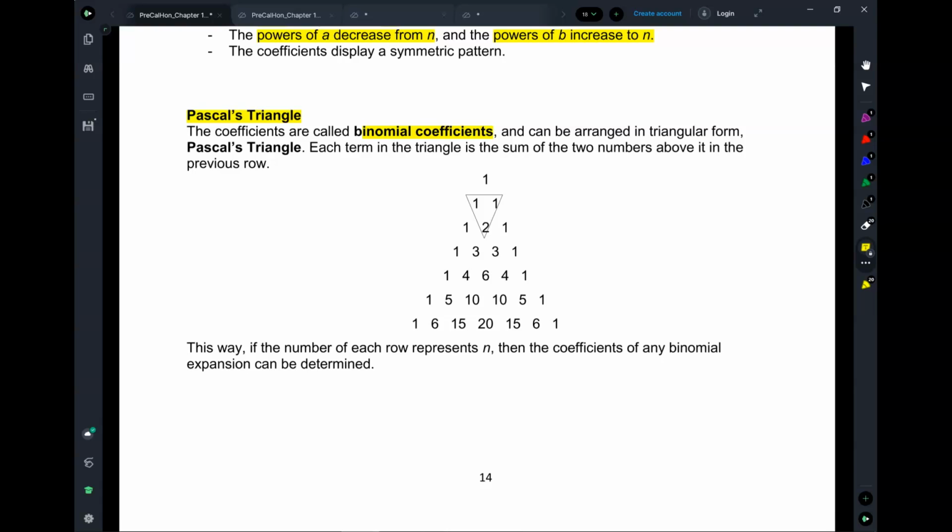So for example, the first one is 1. Then you have 1, 1. Okay, that's a given. Now, you always start with a 1. And then for the next one, you're going to take the sum of the two numbers right above it. So 2, 1. Okay, then I put a 1. The next one is going to be the sum of the two numbers above it. 2 plus 1 is 3. The next one, 2 plus 1 is 3.